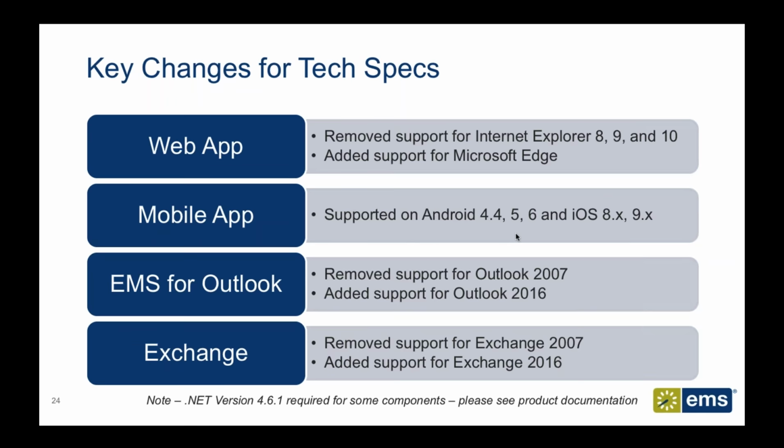As it relates to the mobile application, it's going to be supported on Android 4.4, 5, and 6, as well as iOS 8 and 9. And as it relates to EMS for Outlook, we removed support for Outlook 2007 and added support for Outlook 2016. On Exchange, same there: removed Exchange 2007 and added support for Exchange 2016. Just as a note here too, the .NET version of the framework is going to be required to be upgraded to 4.6.1 for some of the components, but the full documentation of this is being covered in the technical specifications, which will be emailed to you after this presentation.